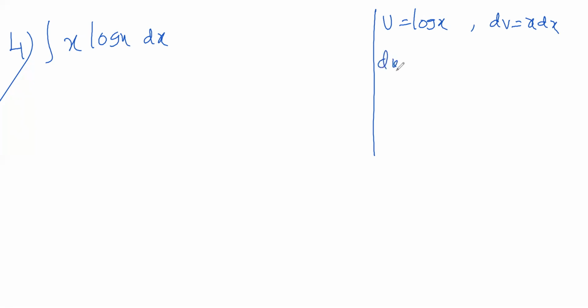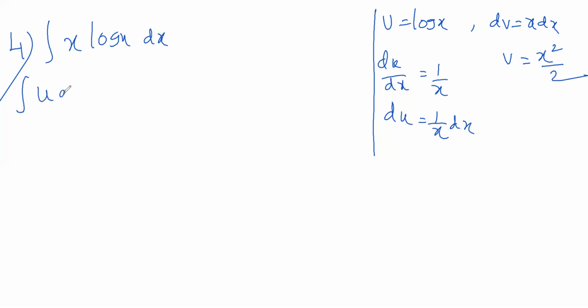So you have du by dx is equal to 1 by x. So du is equal to 1 by x into dx. Now, integrating, v is equal to integral of x, which is x squared by 2. Now the integration by parts formula: integral u dv is equal to uv minus integral v du.